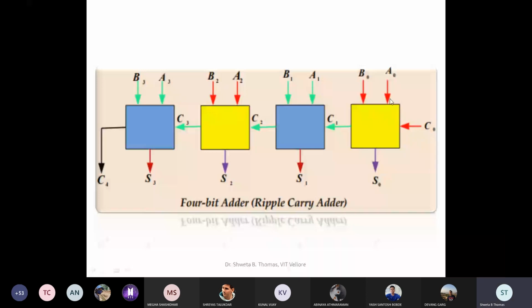So A naught will be added with B naught, and the result will be added to C naught. Whatever sum you get will be the answer, and whatever carry comes will be given to the next digit. So this C1 will act as a carry for A1 and B1. Again, A1 and B1 will be added, and the answer will be added to C1. Whatever sum comes will be the answer, and the carry will be forwarded to the next stage. This way we will move forward.